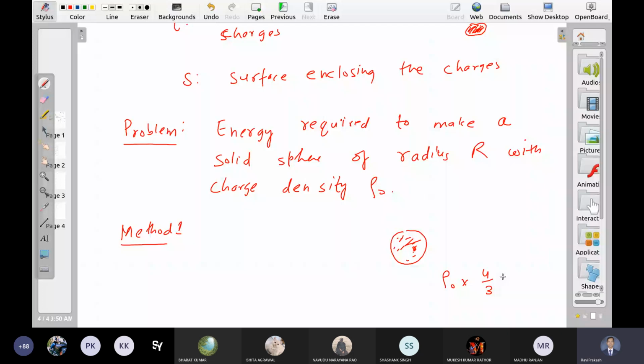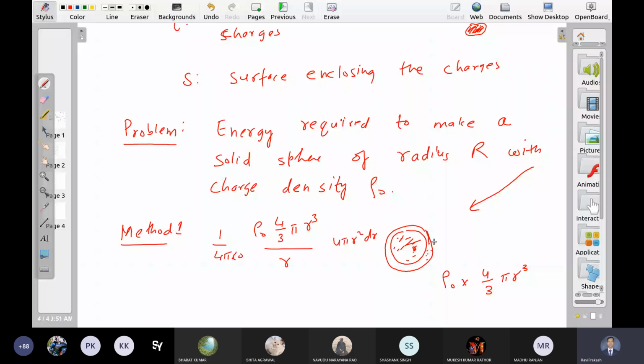How much work do you have to do? कितना work करना पड़ा? What is the potential? 1/4 pi epsilon naught. How much is the charge? This much. What is the potential right outside the surface? This much. आप कितना चार्ज एक्स्ट्रा लाए हैं ऊपर से? 4 pi r square dr is the extra volume that you created into rho naught, right? This is the work done by you to increase the radius from r to r plus dr.